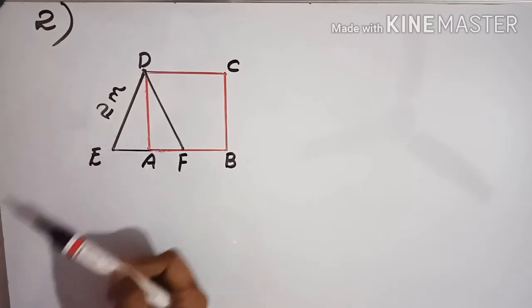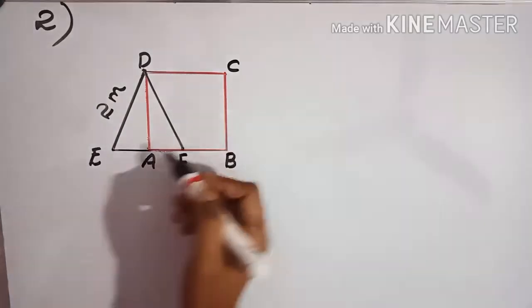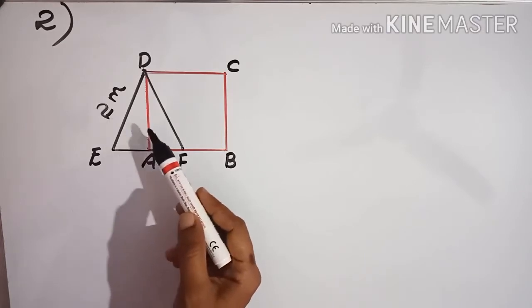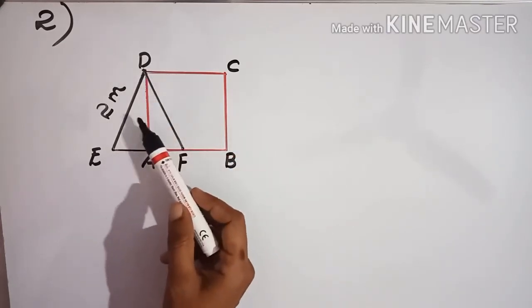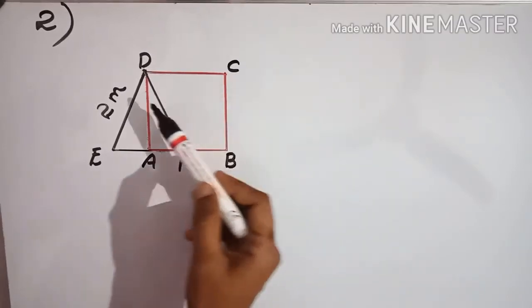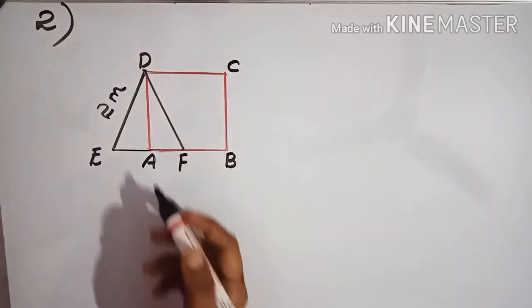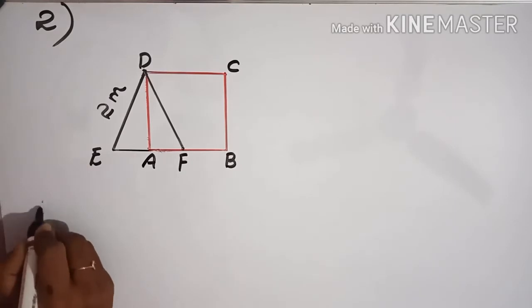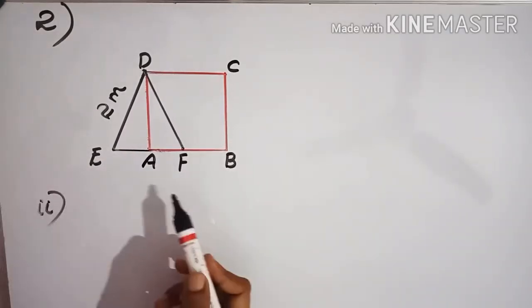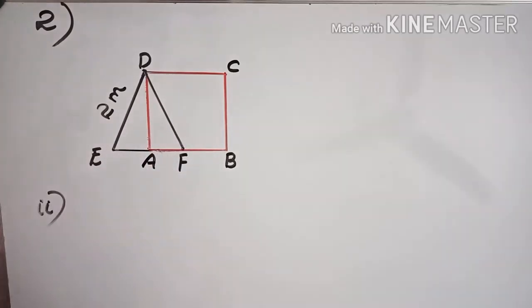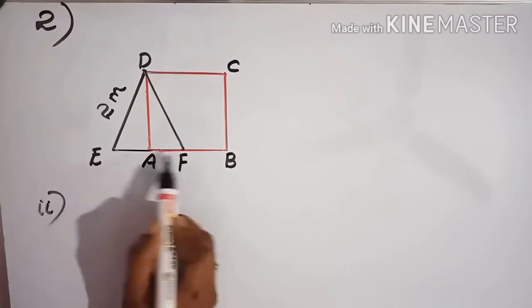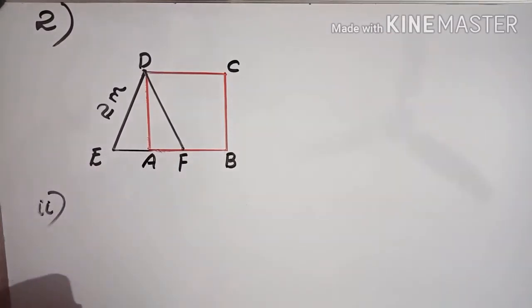Let's do the second sub-question first, because that measurement is the same as the side of the square. So in order to get the first sub-question, we have to find the second sub-question first. For the second sub-question, it is an equilateral triangle. Equilateral triangle means all the sides are equal. So this is 2 meter, means this measurement also 2 meter. This base EF also 2 meter.